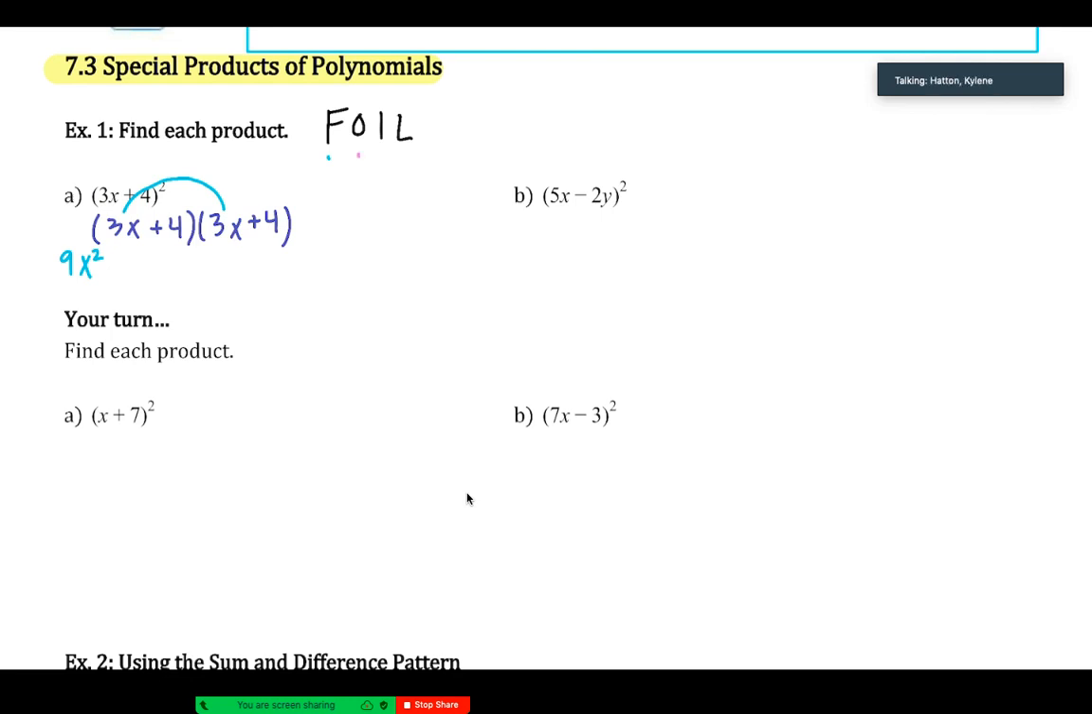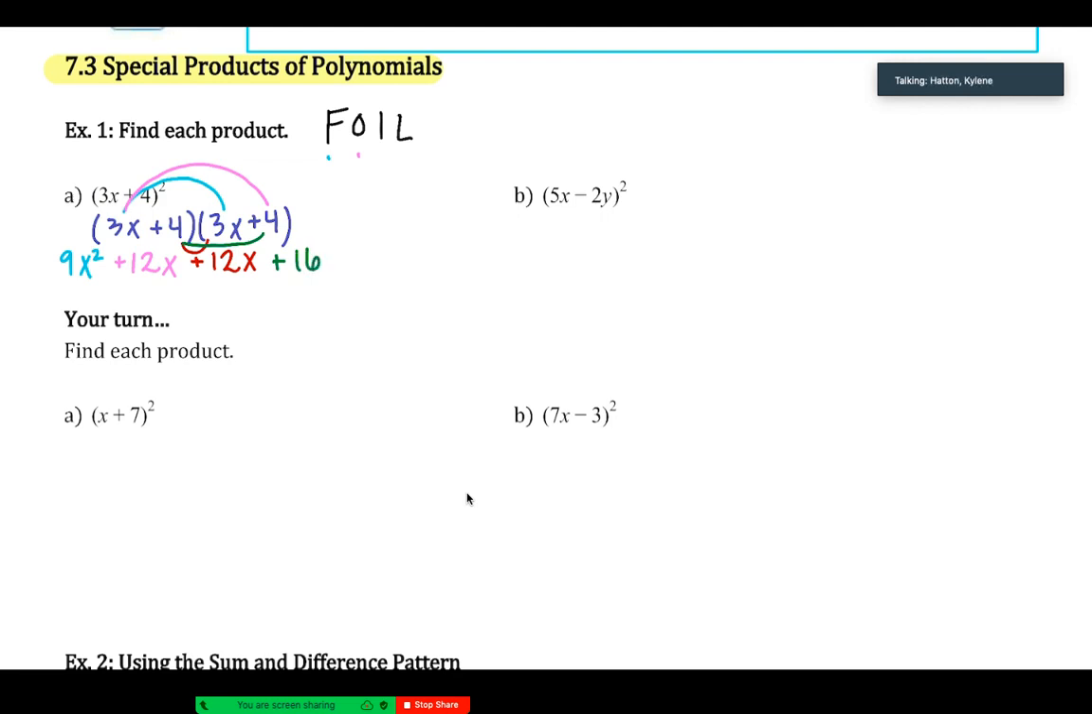And then if we multiply the outer, that's 3x times 4, the factors on the very outside of my expression. So 3x times 4 is 12x. And then if I multiply the inner two terms, the ones on the very inside of my expression, 4 times 3x, that becomes 12x also. And then if I multiply the last term in each parentheses, this becomes 4 times 4, so that's 16. So plus 16 at the end.